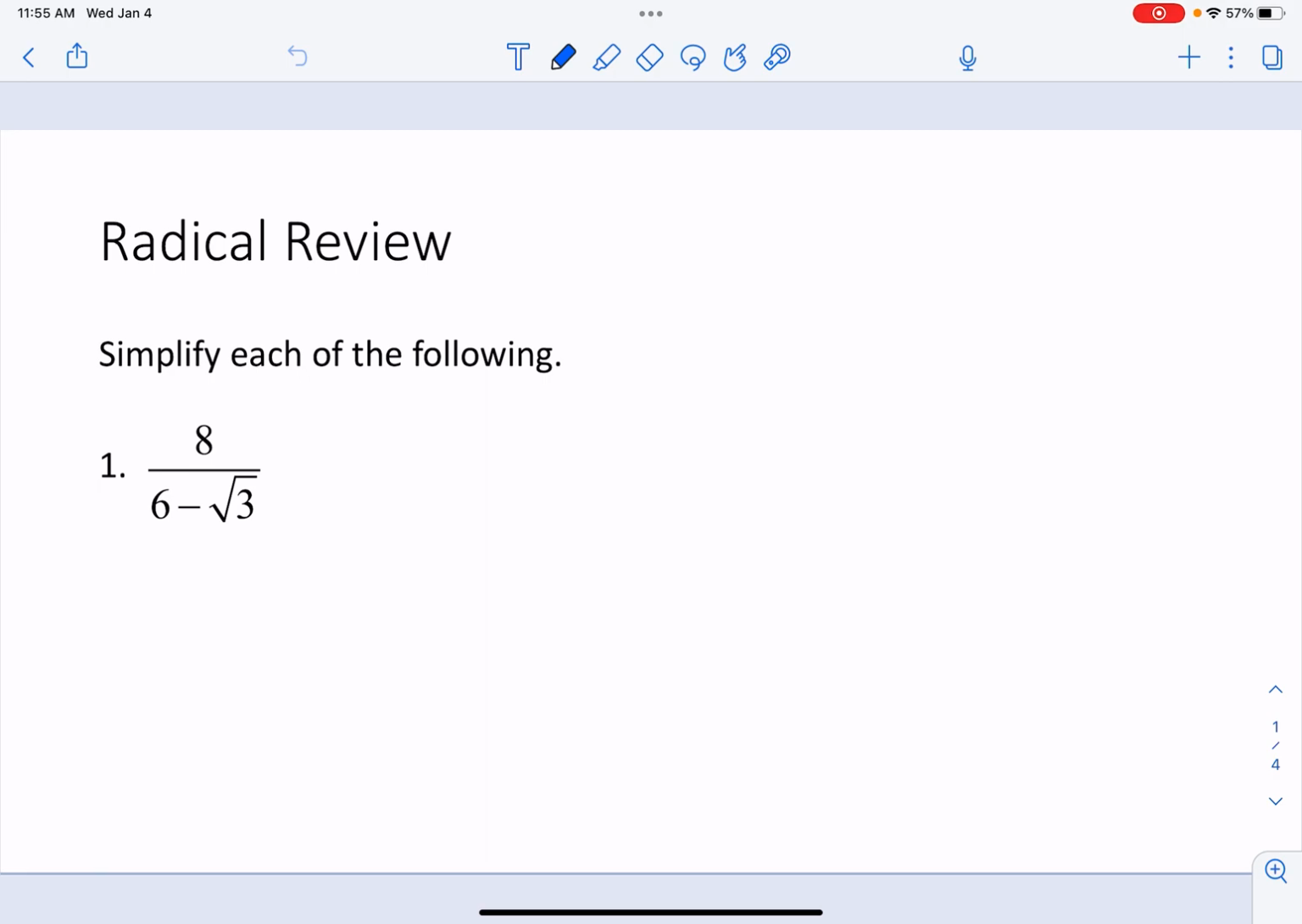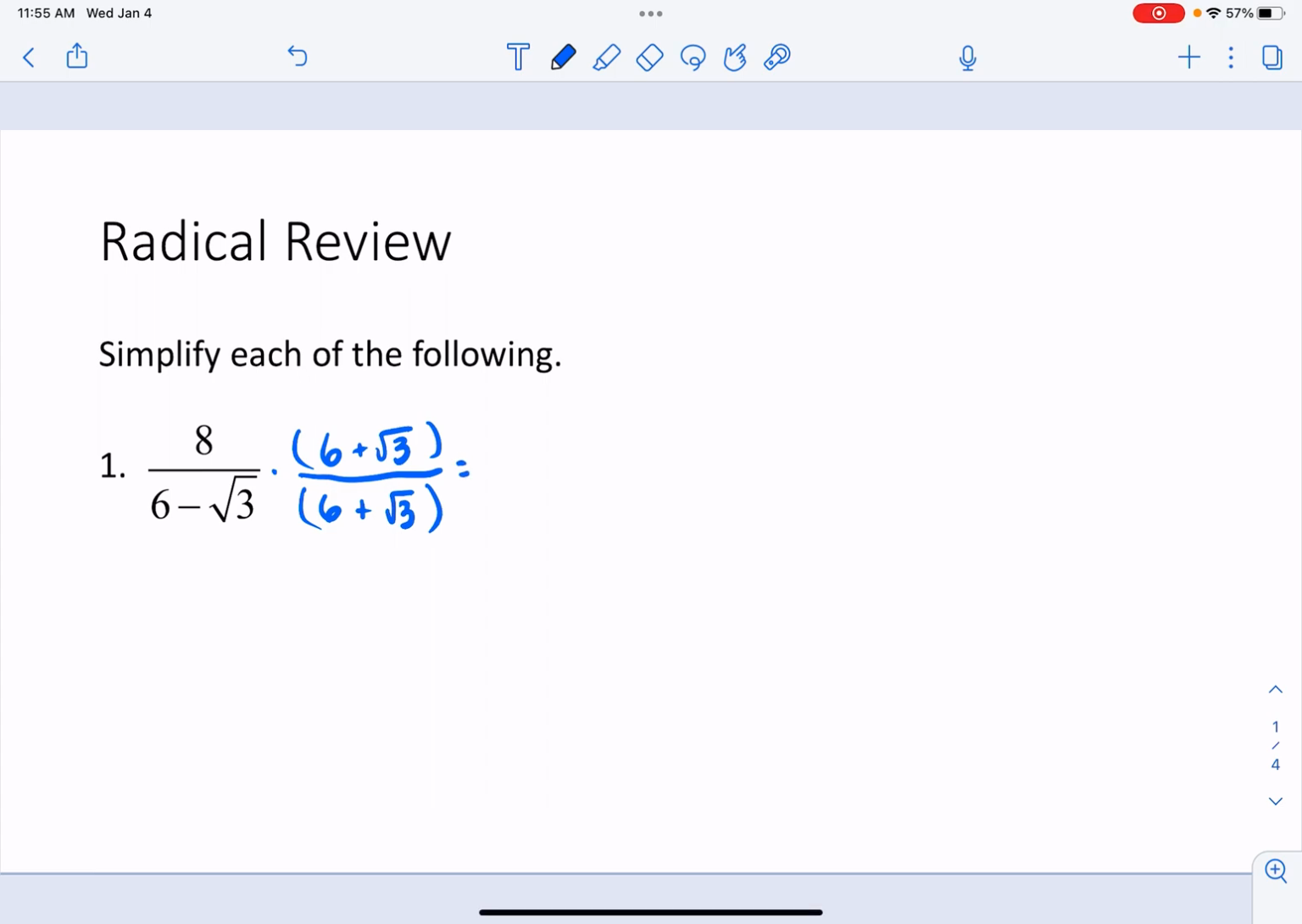So the conjugate of this is the same number on the top and bottom, the same number 6, opposite sign, and then the exact same radical. So 6 plus root 3. Again, we do that, and you'll see why in a minute when we multiply through. But our whole goal is to get the radical out of the denominator.